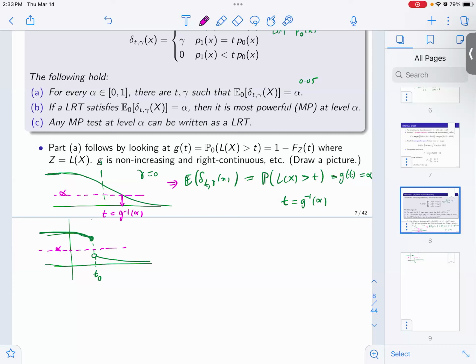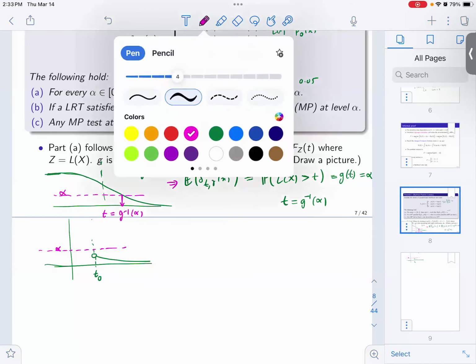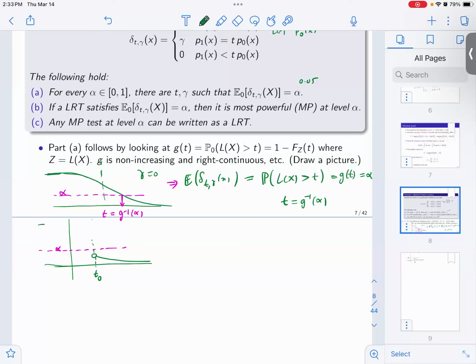So here I want to have, is this correct? I think I should have something like, it should be right continuous. So this wasn't correct. So this is right continuous. So the right position would be, I have to take the threshold to be T naught.